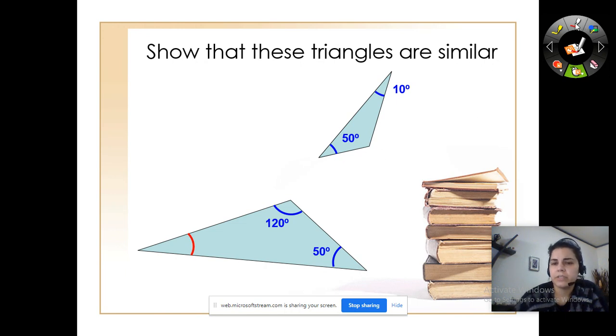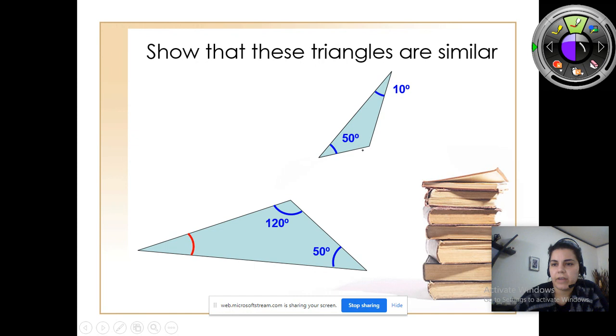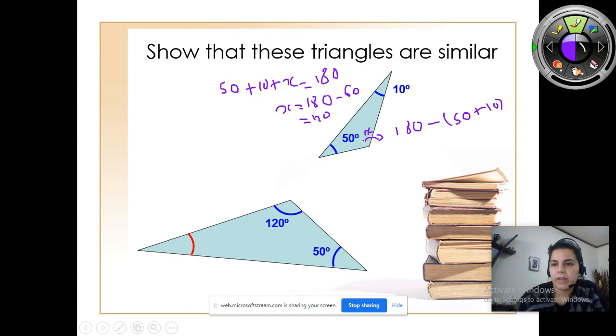Let's go and calculate the third angle. If I want to calculate this one here, it's 180 minus 50 plus 10. Why? Because the sum of the angles in a triangle is 180. So I have 50 plus 10 plus this angle, if I name it x, is 180. So 50 plus 10 plus x is equal to 180. So what will be x? 180 minus 50 minus 10, or x will be 180 minus 60. So what will be the angle? 120.